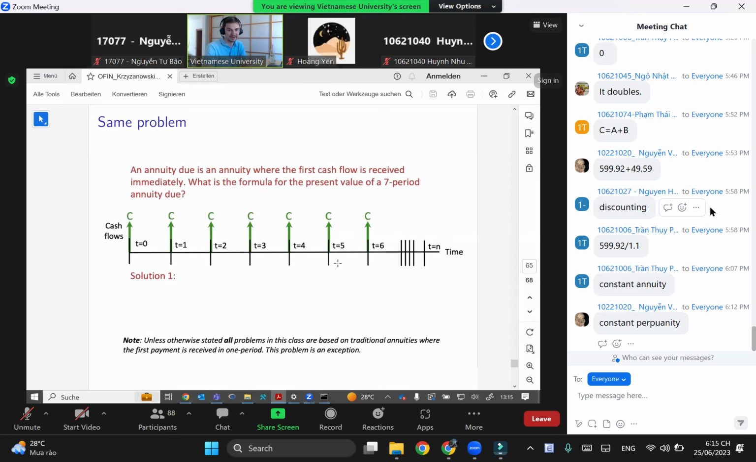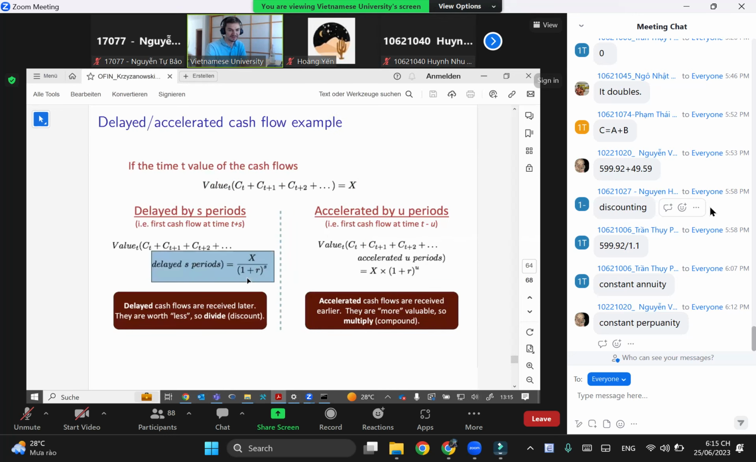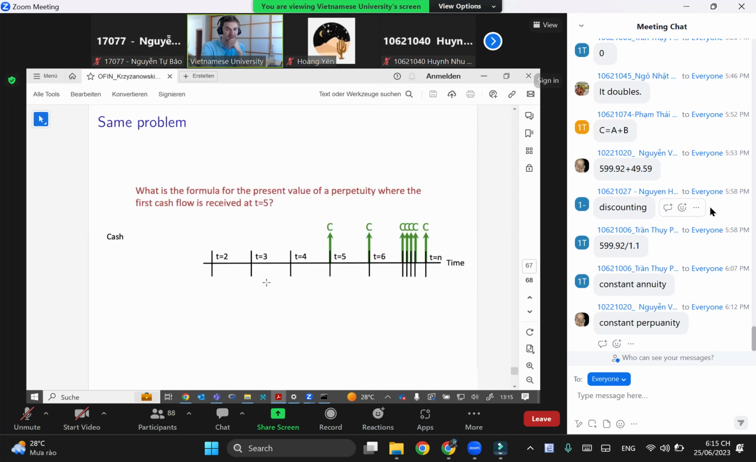we would have to apply this formula and discount our c divided by r. C divided by r would be the time t value of the constant perpetuity, and we divide this c divided by r by 1 plus r to the power of s. And here we would have a delayed payment of a few periods, right? Normally we would start at 1. However, now we start 1, 2, 3, 4 periods later, right?